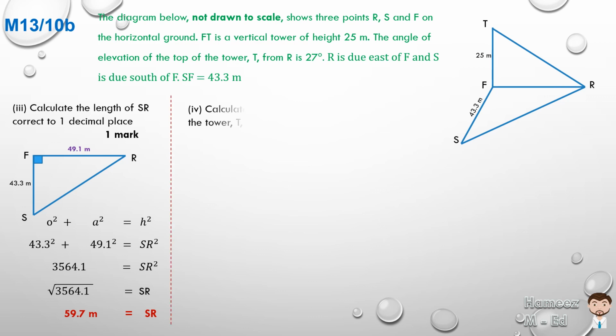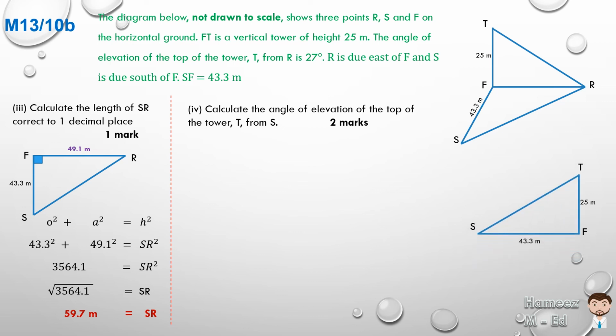For the last part of the question, part 4, calculate the angle of elevation of the top of the tower T from S. So if we want to involve T and S in our triangle, then it will be the triangle that we did on the left-hand side in part 1, which was TFS. And as we bring it up there, what do we know? We know the 43.3 meters on the base. We know the 25 meters is the vertical height of the tower. And we're asked to find the angle of elevation.